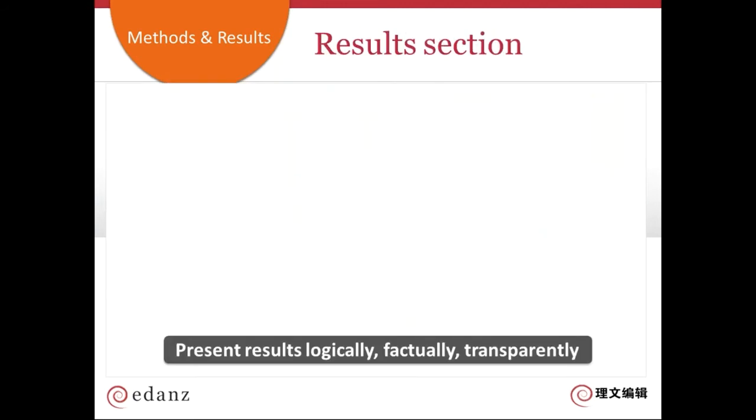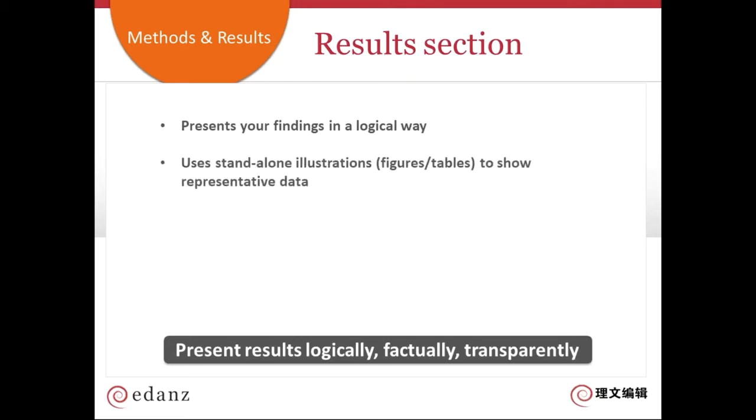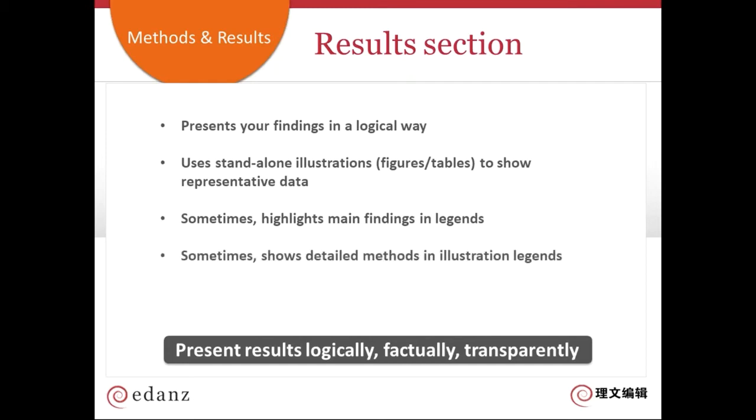The third question your readers want answered is what you found. This is done, of course, in the results section. So, you have already ordered your illustrations logically. These illustrations must be self-contained or standalone, meaning they can't have any undefined abbreviations or any references. Sometimes the legends or captions of these figures will highlight the main results, and sometimes they provide details about your methodology.